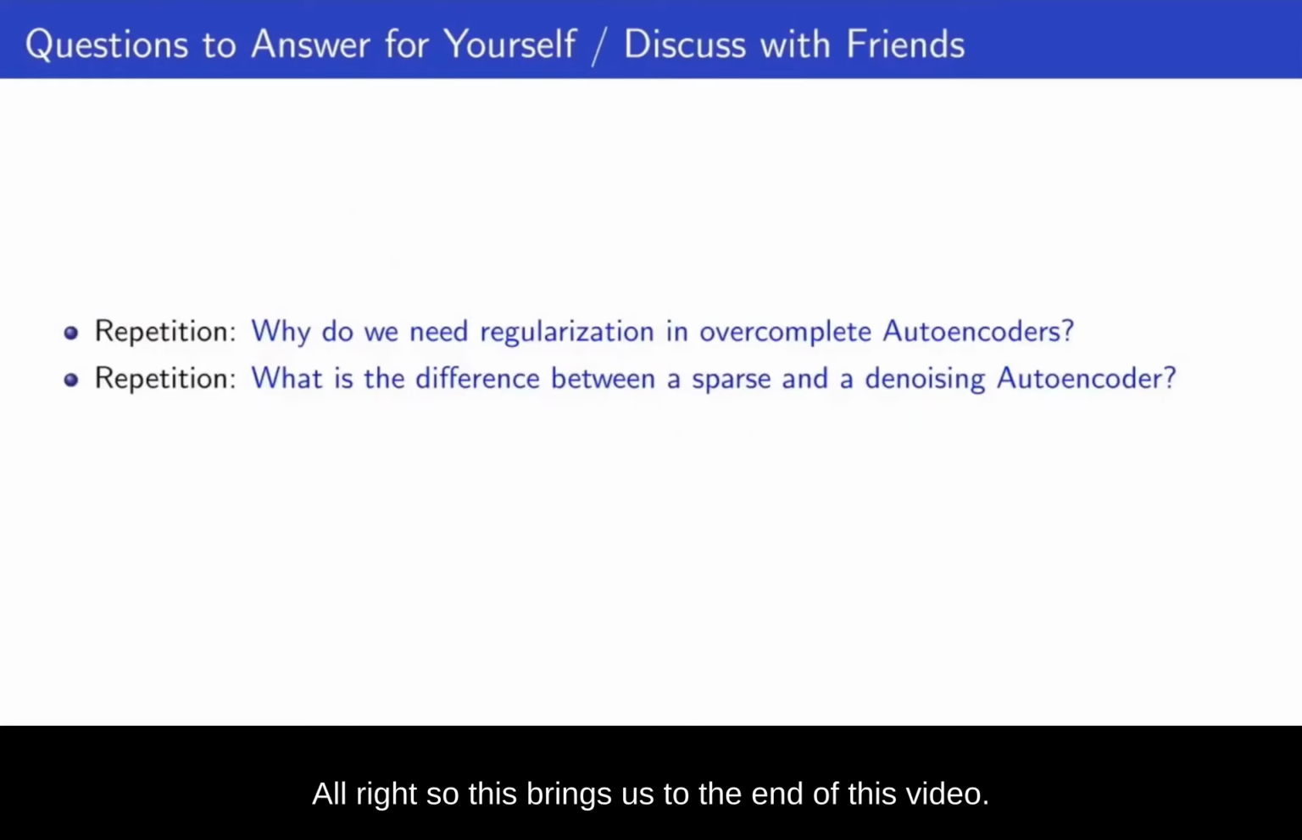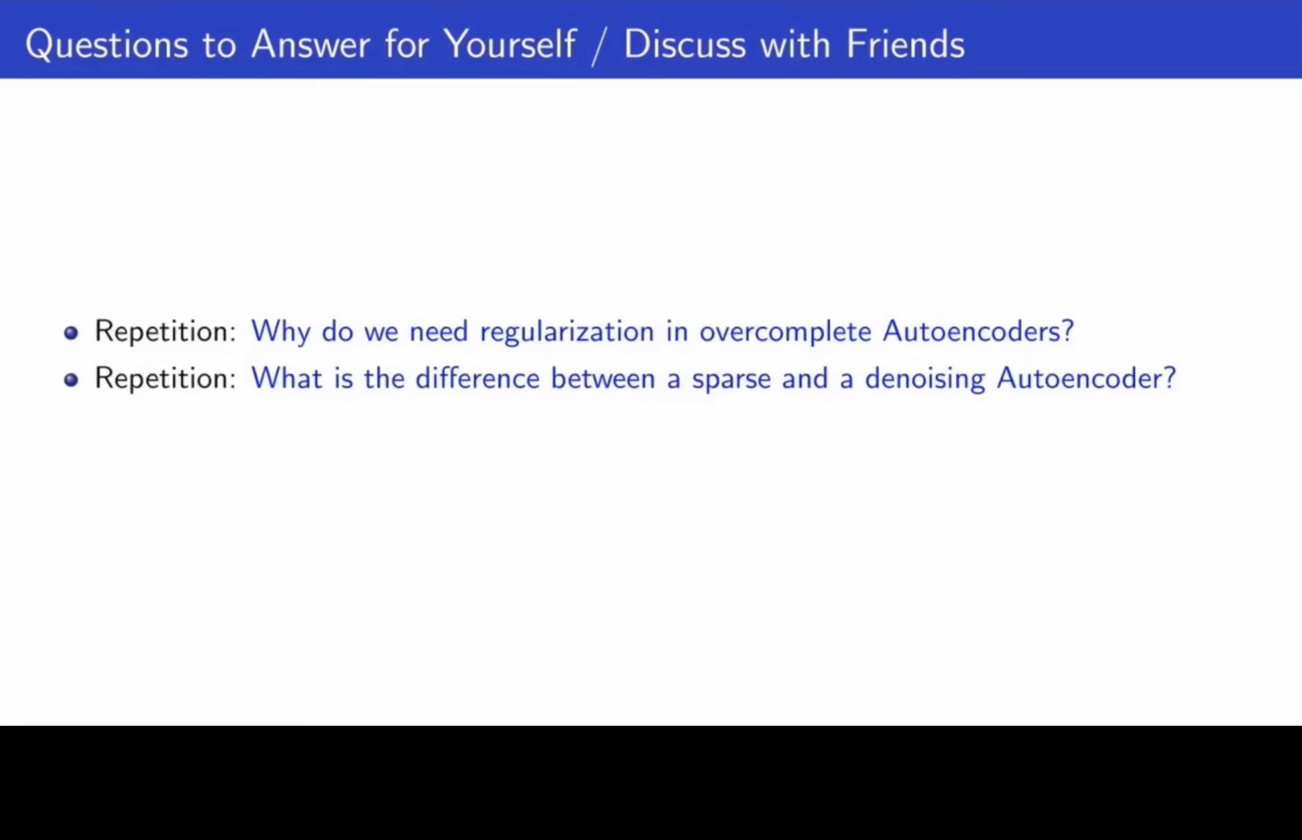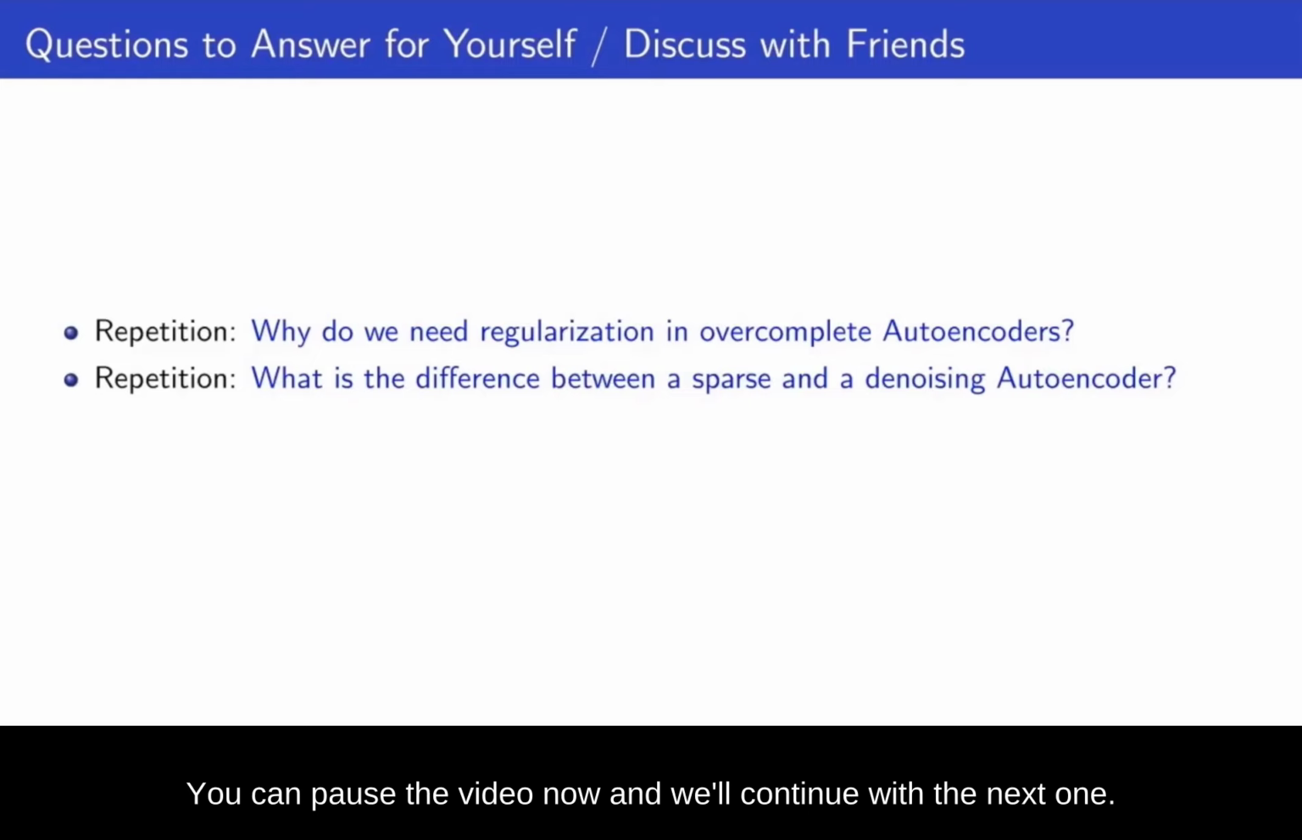Alright, so this brings us to the end of this video. I have two repetition questions for you. Why do we need regularization in overcomplete autoencoders? And what is the difference between a sparse and a denoising autoencoder? You can pause the video now and we'll continue with the next one.